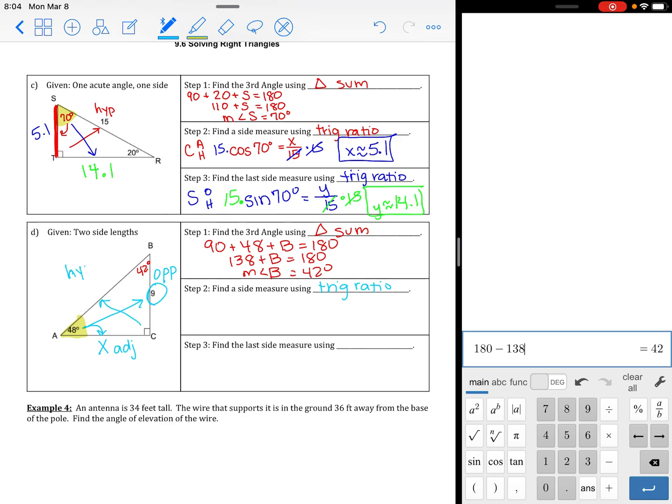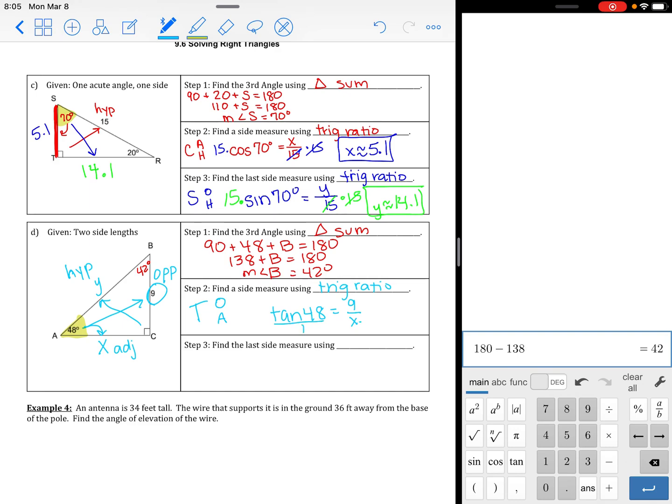And the one across from the right angle is the hypotenuse. So let's find the adjacent side first. If I need the adjacent side and I have the opposite side, opposite and adjacent are part of the tangent ratio. So I'm going to say that the tangent of 48 equals 9 over x.